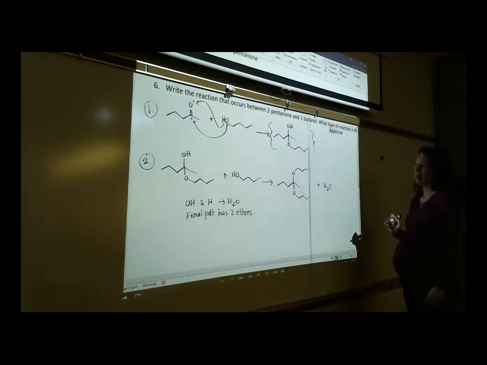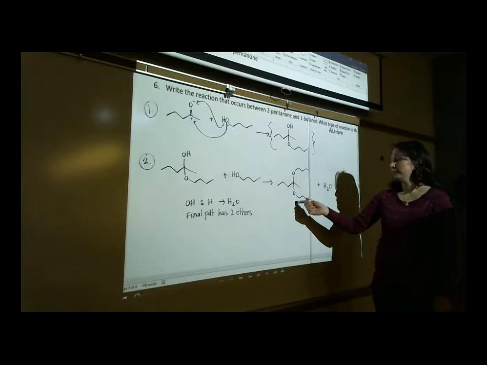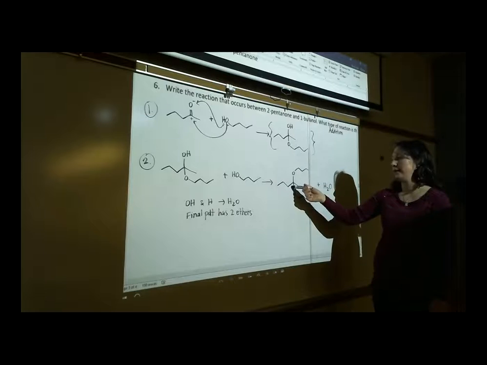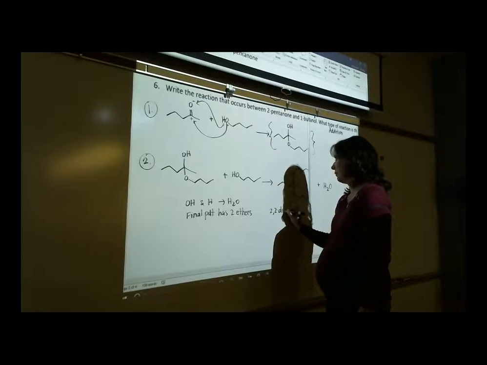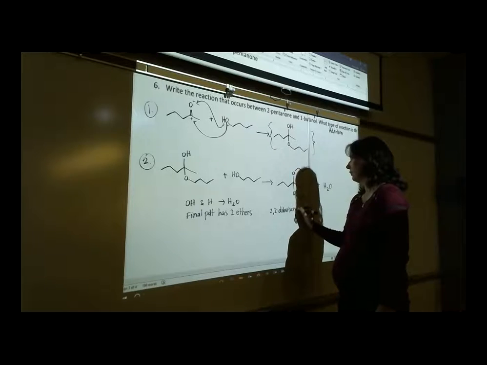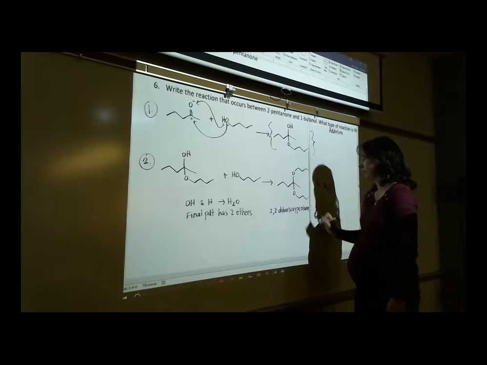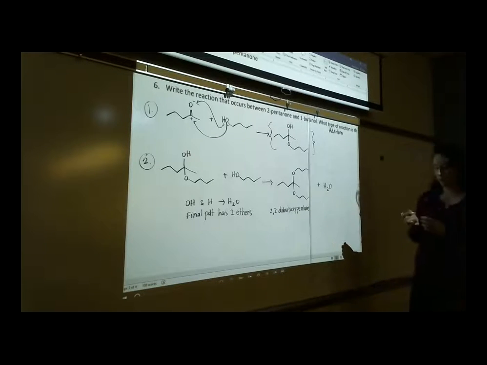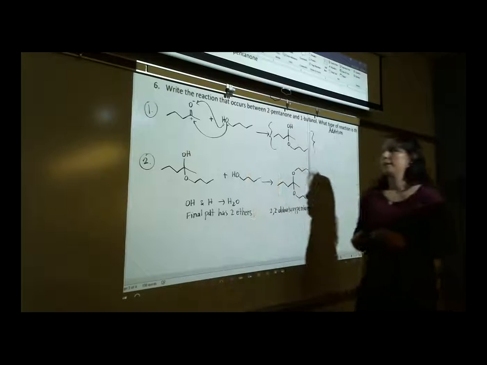Now I wouldn't ask you to name this on a test, but do you think you could? This is a butoxy, right? Where is it now? Is it on carbon 1? It's on carbon 2, right? So it'd be 2,2-dibutoxy. And then this is a 5-carbon chain, right? Pentane. Again, I wouldn't ask you to do that on a test, but just for the intellectual stimulation. Makes sense?